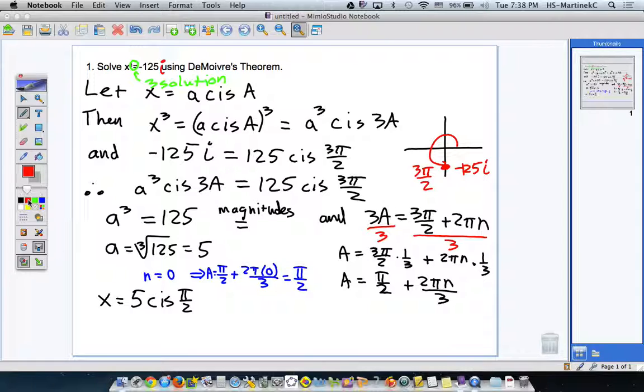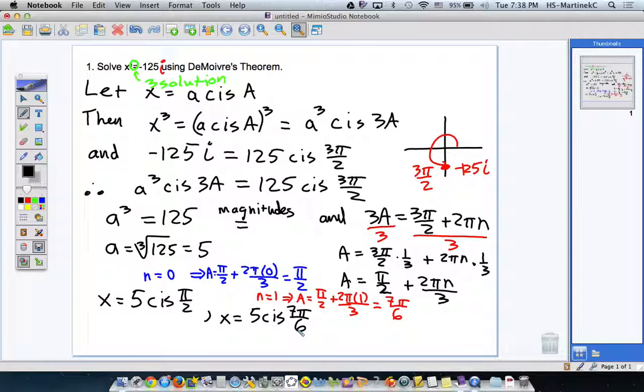Okay. Then we would try the next logical choice. We're looking at integers, so n is 1. That would lead to our angle being pi halves plus 2 pi times 1 divided by 3. So we have 1/2 plus 2/3. Okay, so 1/2 is 3 pi over 6, and 2 pi over 3 is 4 pi over 6, so 7 pi over 6. So our next answer would be 5 cis 7 pi over 6.